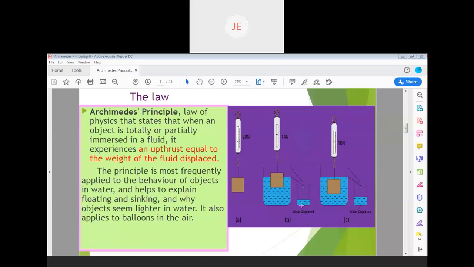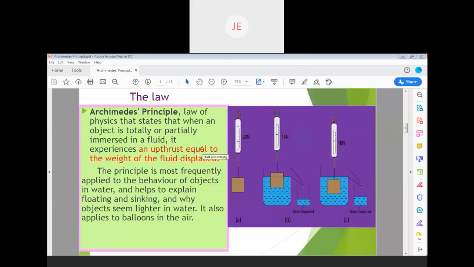Here they have given water and water, but you take this 20 Newton object, put it in water, and put it in another liquid, and you can see the weight in the water, or in the other liquid, changes. This is due to the upthrust force acting on the body.